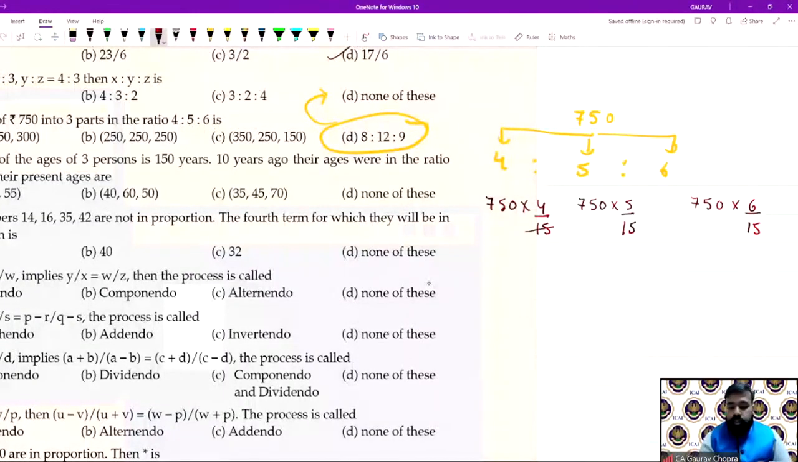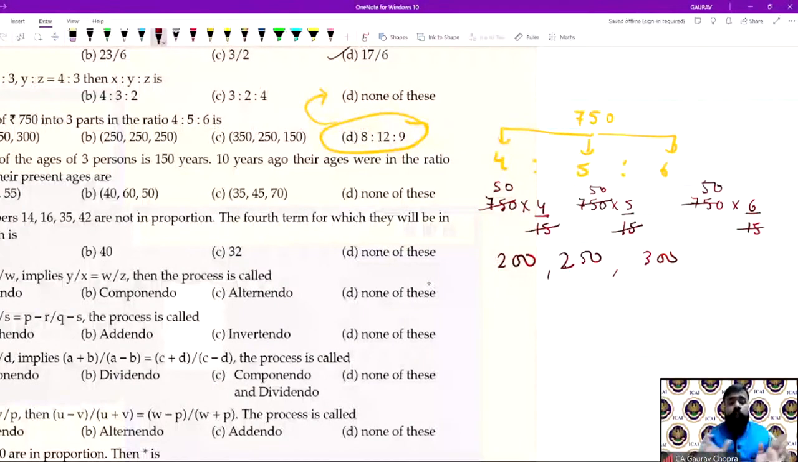So what is the result? 50 into 4, 200. 50 into 5, 250. And 50 into 6 is 300. So in this way, we have divided 750 into three parts in the ratio of 4, 5, and 6. All right. Yes, this is the correct answer.